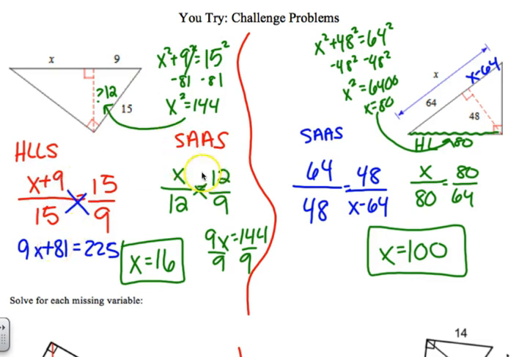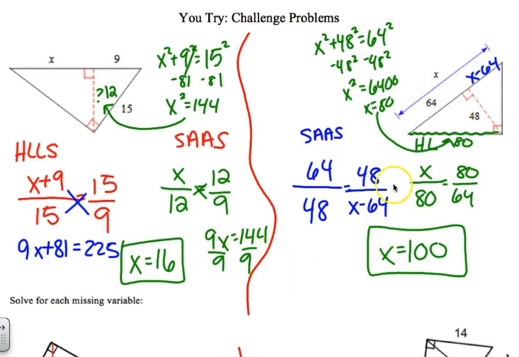Now, if you wanted to do side, altitude, altitude, side, you would have had to find the altitude, which is pretty easy because you've got a right triangle. You could have done the Pythagorean theorem to find the altitude. And then you could have used the side, altitude, altitude, side. Now, either way, same work. Pick which way works best for you.